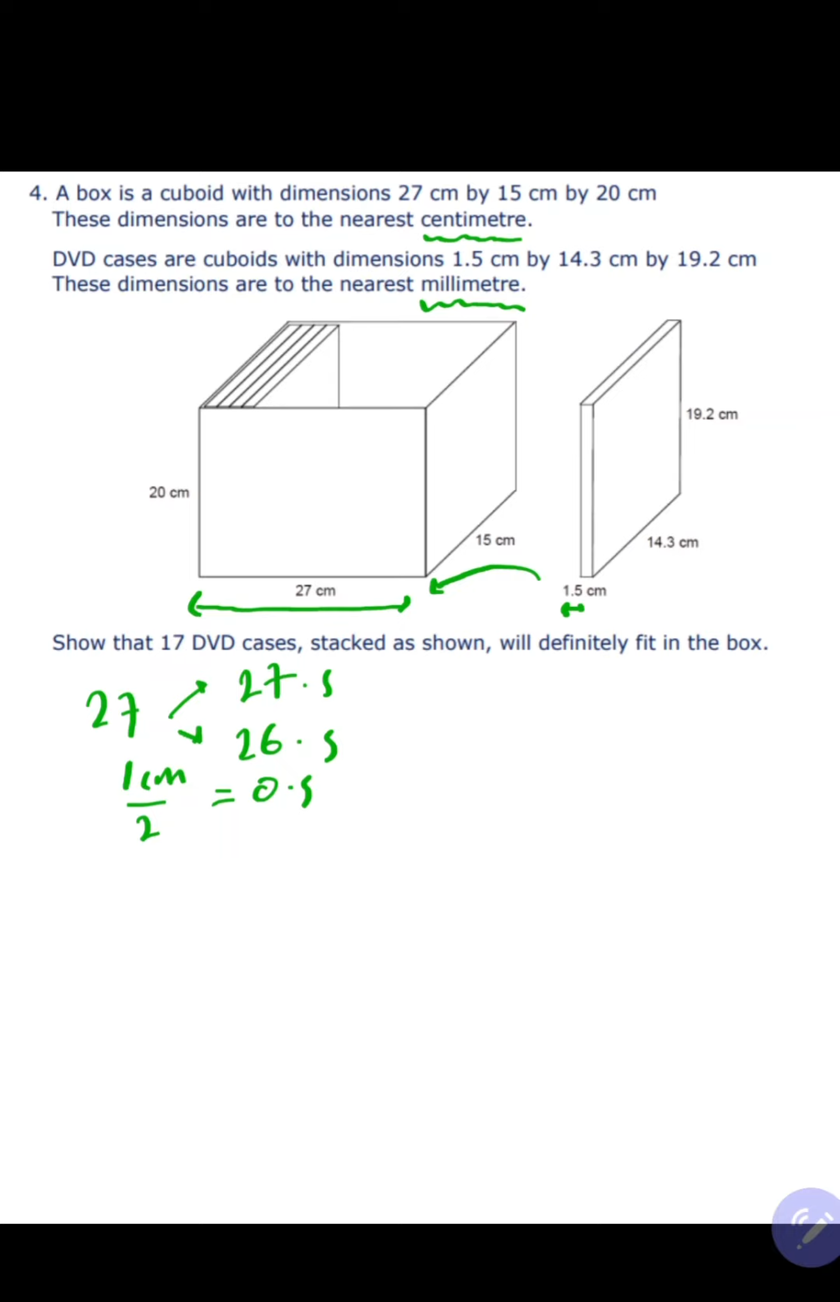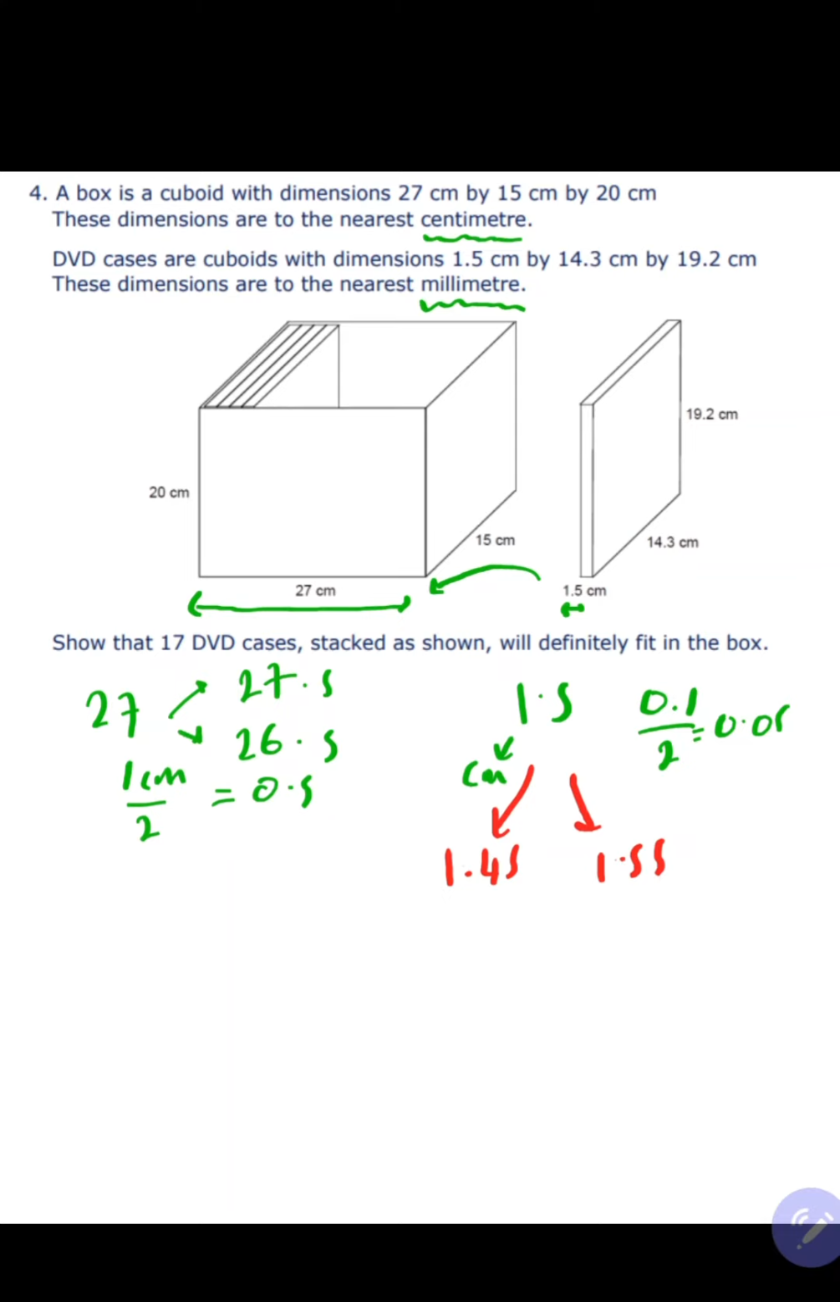Let's take the 1.5, which is to the nearest millimeter. So this is to the nearest millimeter, so that's a centimeter there. We're taking the millimeter, so it'll be 0.1 divided by 2, we get 0.05. So we add it on and take it away. The lower bound would be 1.45, and the upper bound will be 1.55.